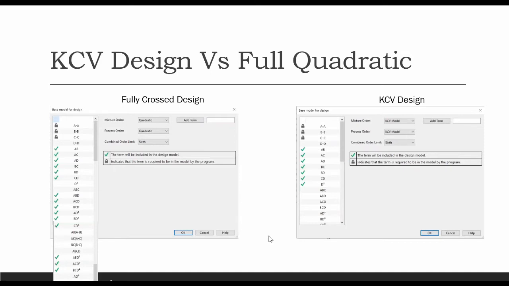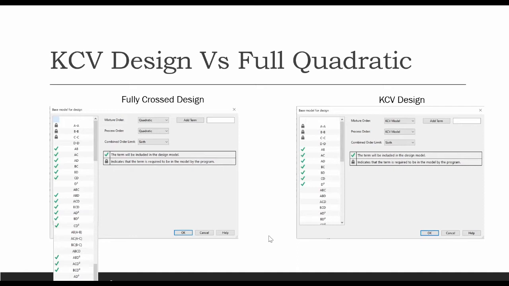Now I want to take a brief moment to talk through some of the practical differences between a KCV design and a full quadratic design. And I really want to encourage you, for those of you who want a really deep dive into KCV designs, if you want to know more about the math or the design structure or the underlying statistics, Stat-Ease has a lot of great presentations that really dive into this depth of what a KCV design is.